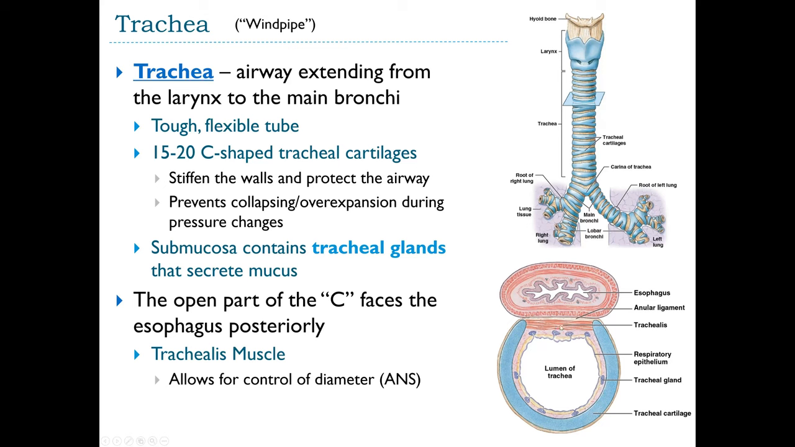There is a trachealis muscle that runs from one end of the C-shaped cartilage to the other, and this trachealis muscle can be contracted and relaxed to control the diameter of the tracheal lumen, and this control is done by the autonomic nervous system.